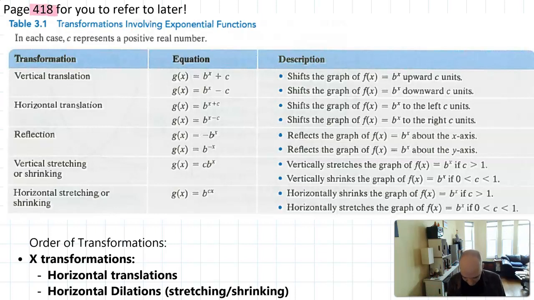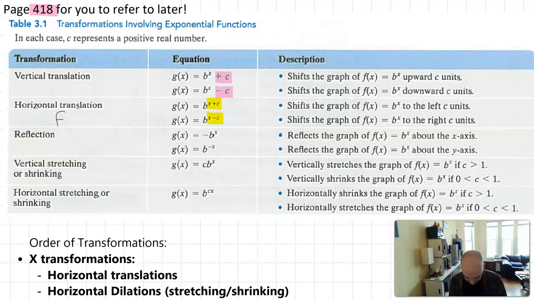It's on page 418 of our textbook. If you need it, you can also just pause the video and copy it down if you miss it. I'm going to go through it pretty quickly. Vertical shifts or translations are accomplished by adding or subtracting a number at the end. Horizontal translations are accomplished by adding or subtracting a number within the exponent.